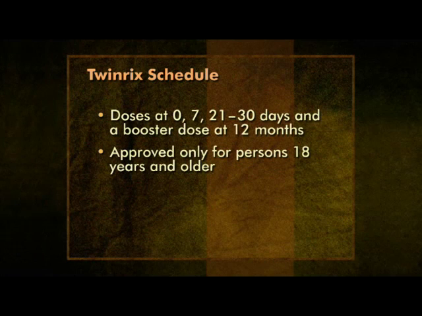In 2007, the Food and Drug Administration approved an alternative schedule for Twinrix. We've received many questions about this schedule. Although the company refers to it as an accelerated schedule because of the timing of the first 3 doses, it actually requires a year to complete and requires 4 total doses. The alternative schedule is doses at 0, 7, and 21 to 30 days, and a booster dose at 12 months. Like the standard Twinrix schedule, this schedule is also approved only for persons 18 years and older.